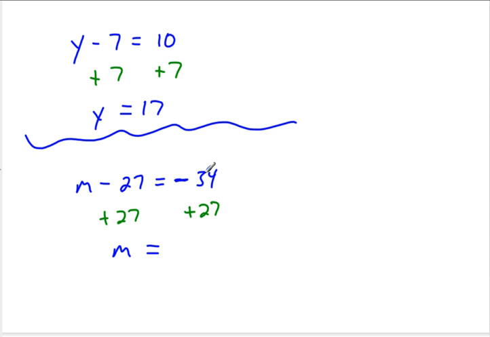If you picture that on a number line, we're way over here on this negative 34. 0 is 34 spots away. So if we add 27, we're not quite going to get to 0. We're still going to be on this negative side here. And it looks like we're going to get a negative 7. So negative 7.